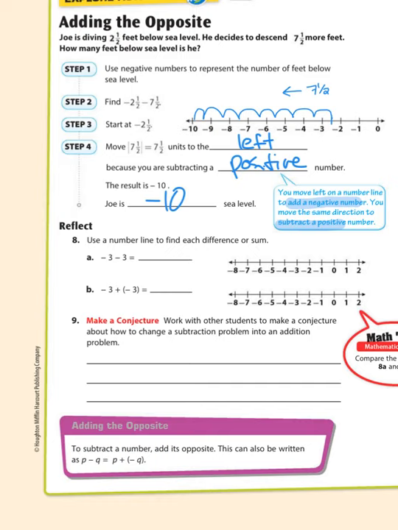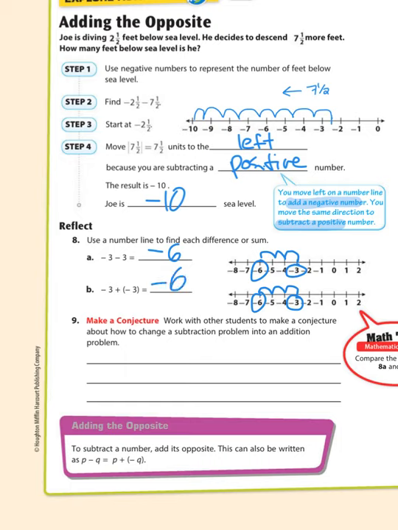So in part A, we're starting at negative 3, and then we're moving 3 units to the left. 1, 2, 3. Our answer is negative 6. In part B, we're also starting at negative 3, and then we're adding a negative, so we're going to go more negative, or move to the left, and our answer is also negative 6.